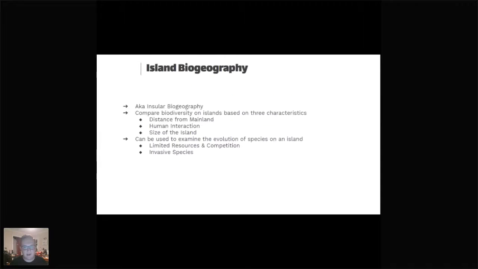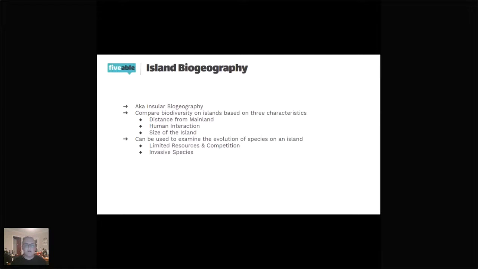All right, island biogeography. Island biogeography is also known sometimes as insular biogeography. College Board uses island biogeography, so that's what I went with. But basically, we use island biogeography to compare biodiversity on different islands. A few of these factors that we use to do this are distance from mainland, human interaction, and the size of the island. Later in the stream, we'll talk about what we can get from these different factors.